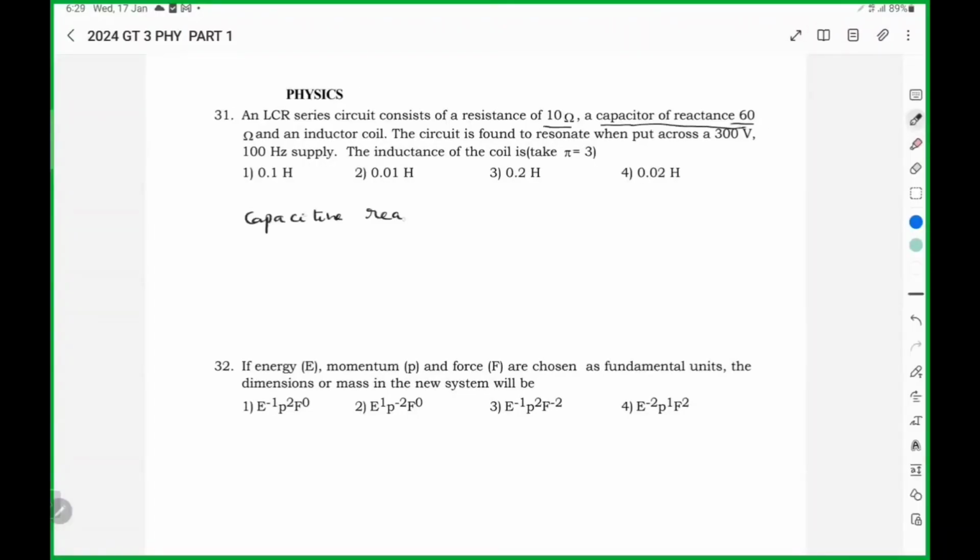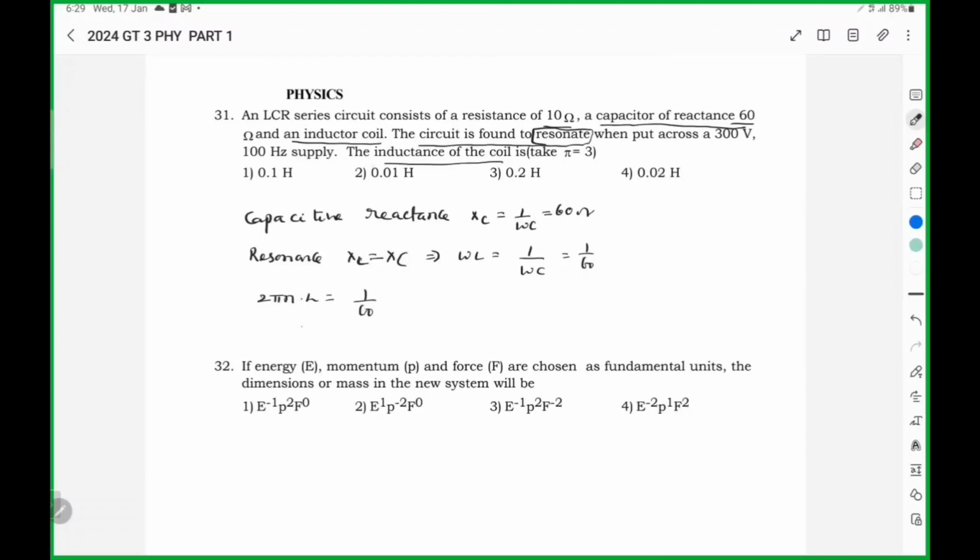1 by omega C is 60 ohms, and an inductor coil. The circuit is found to resonate. So in resonance, XL is XC. So that is omega L is 1 by omega C, where omega is 2 pi n. What we have to find out is the inductance of the coil.